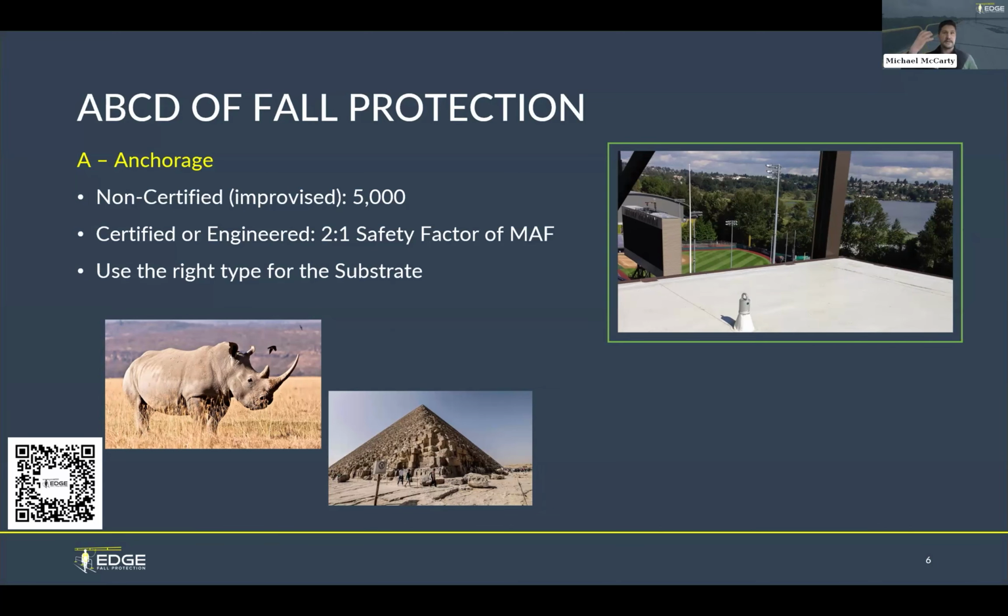So 5,000 pounds, you'll hear it a lot in the industry. That anchor has to be 5,000 pounds. Yes, anchors are generally tested for 5,000 pounds by the manufacturer, but if it's designed by a certified professional or an engineer, we can use that 2-to-1 safety factor. That can have a big impact on the design loads and design requirements of that anchor if we're designing for 3,600 pounds as opposed to 5,000 pounds.